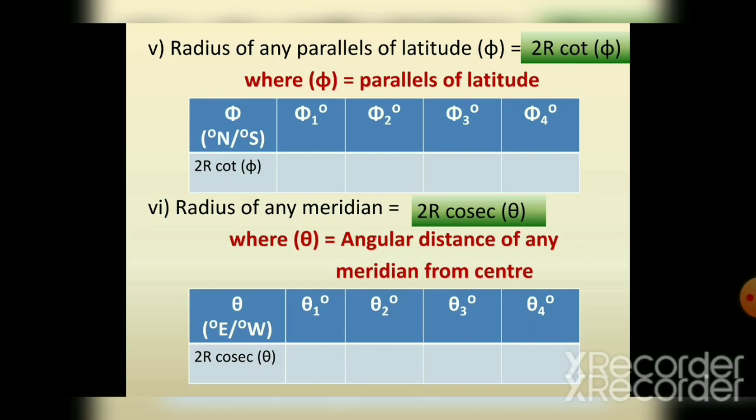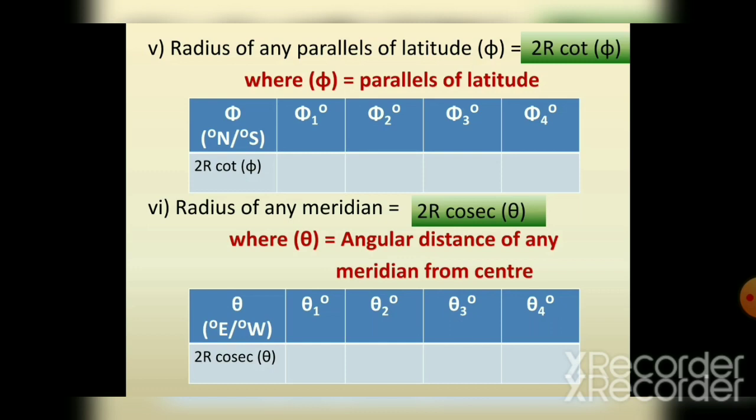So for phi 1, phi 2, phi 3, phi 4, it should be the angular value from the central meridian. If the interval is 10 degree, so for phi 1 the value would be 10, phi 2 would be 20, phi 3 would be 30, phi 4 would be 40. But always keep in mind that this theta value for the meridian is not the actual meridional value, it is the angular value of the meridian from the center.